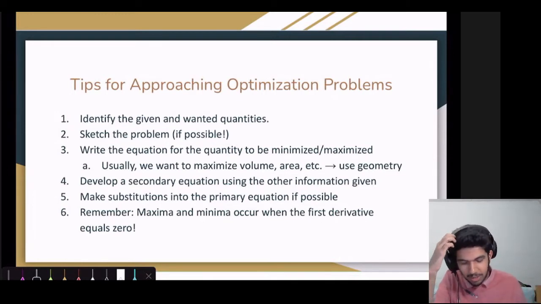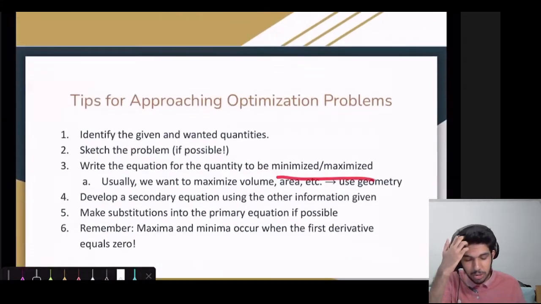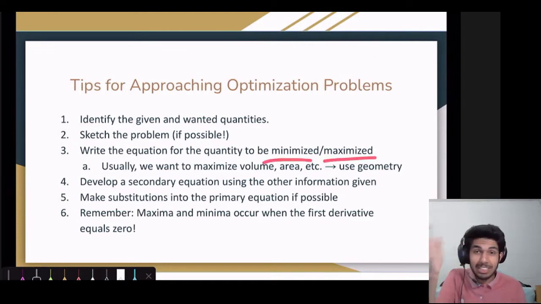Next, you want to write the equation for the quantity to be minimized or maximized. We're talking about optimization, so that usually has to deal with how do we maximize some quantity or how do we minimize something. It really has to do with maximization and minimization. So the stuff that we learned about extrema, getting the first derivative and setting it equal to 0 to get our minima and maxima, is going to come in handy.